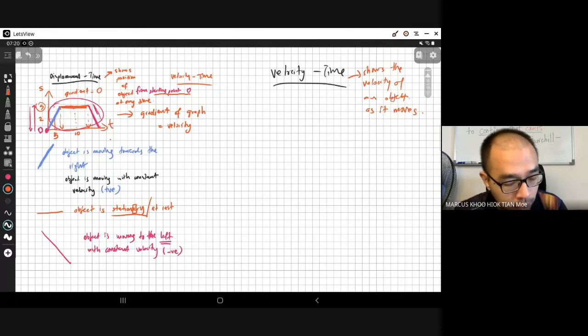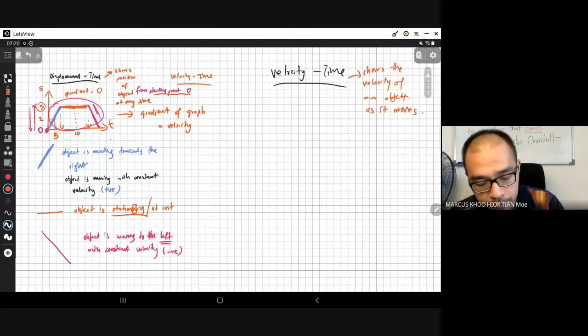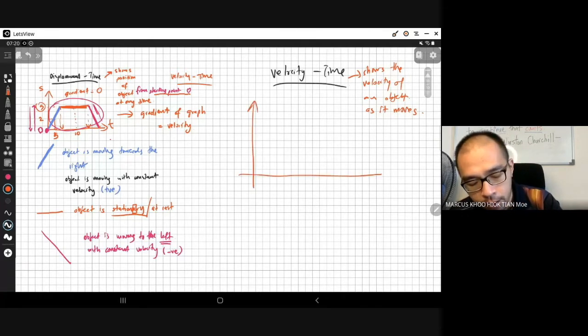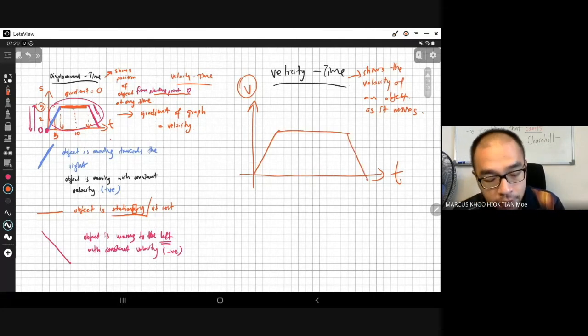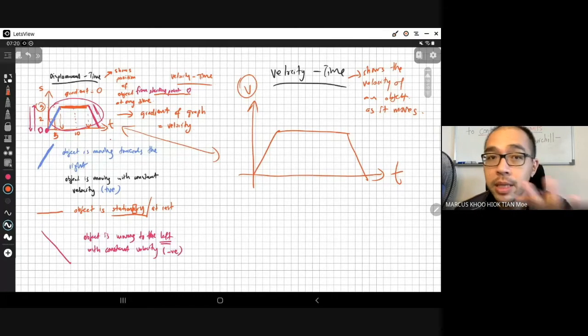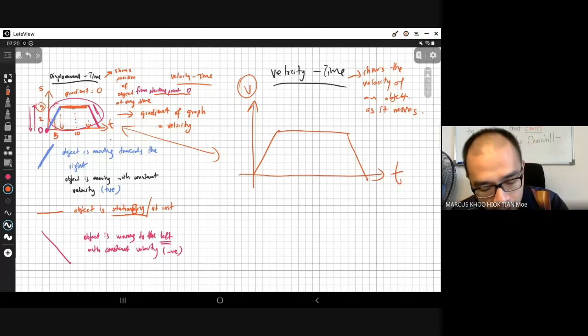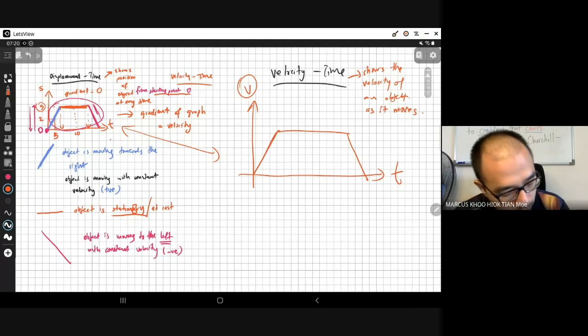And so if I draw the same graph, v against t, because it's velocity, the shape of the graph is the same, but the meaning is entirely different because the velocity time graph tells you the velocity. It doesn't tell you the position. It tells you the velocity.